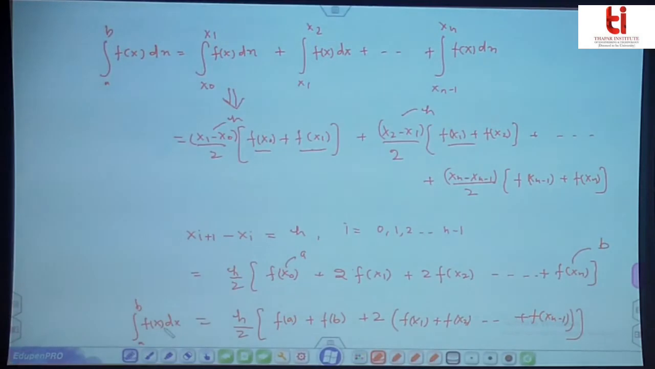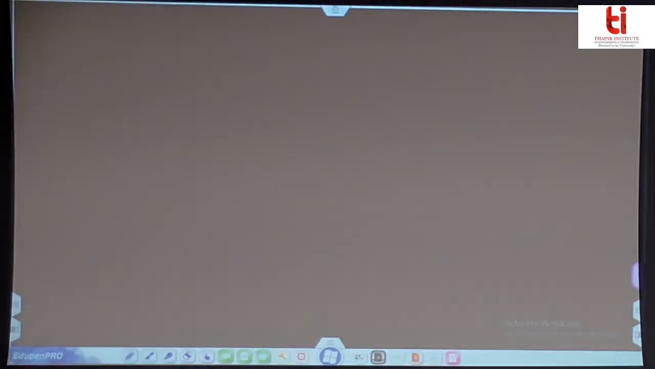Next we will derive the composite Simpson 1/3 rule. In the composite Simpson 1/3 rule, what we have to do? Before that, one more thing I want to explain here.